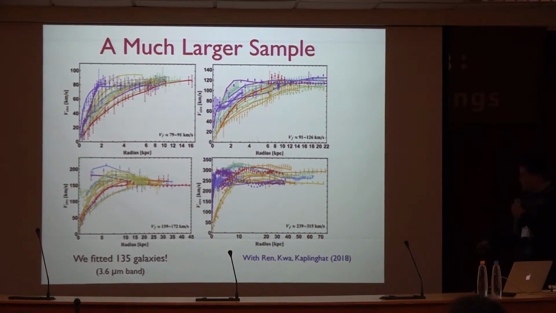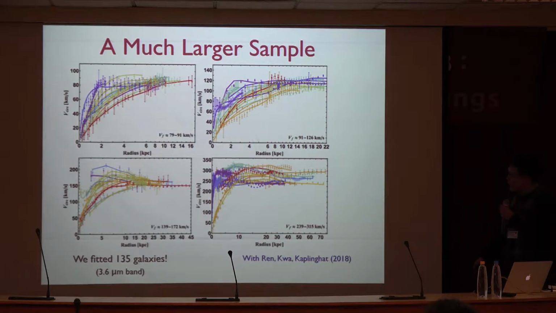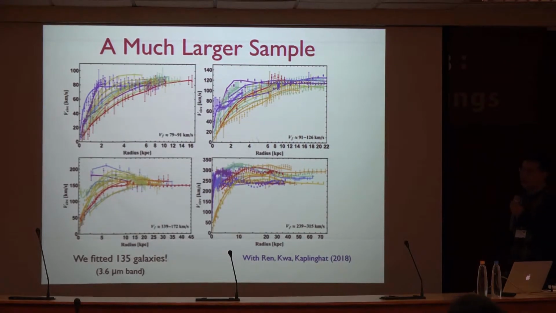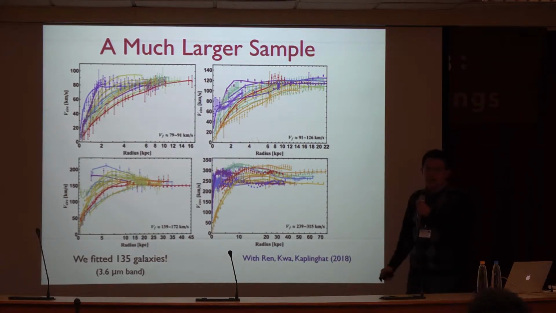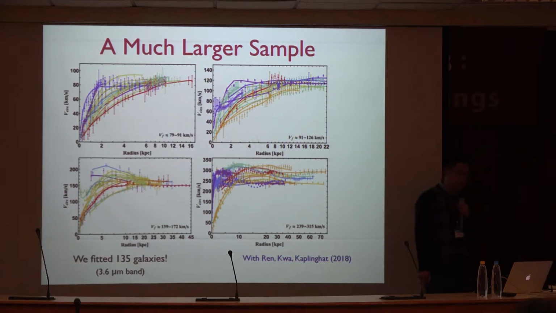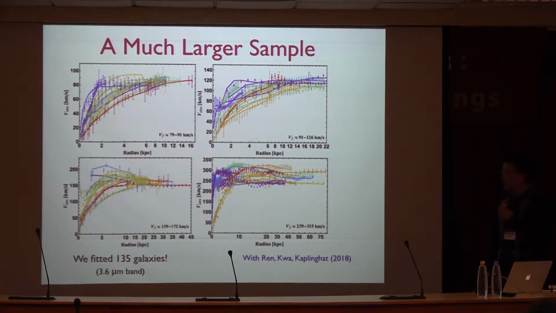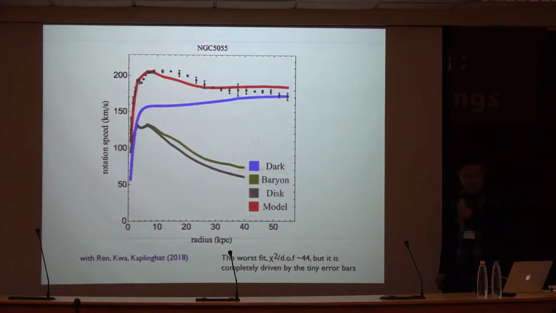So very recently, with my student and my colleague Manoj Kaplinghat's student, we analyzed the data for 135 galaxies. This is the largest data set we can get for the purpose. And we did like 2 independent data analyses, using different methods, and we get the same result. So the agreement is very good, and you can see these are different mass bins, and you can see for each galaxy you can fit the data.